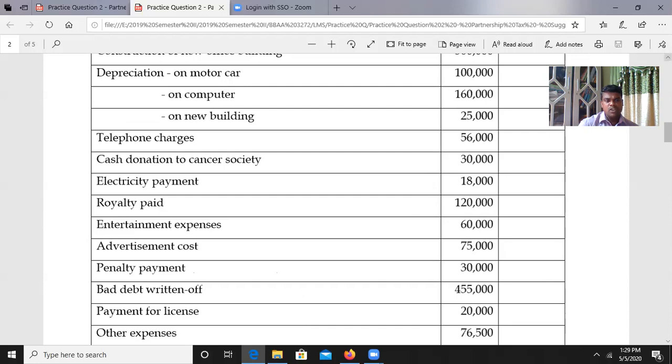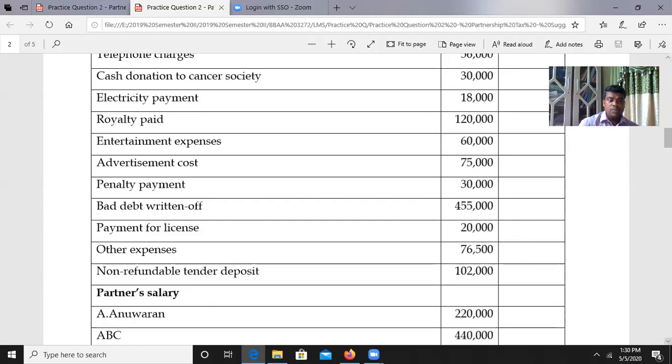Then advertisement cost, I already stated 100% allowed. Penalty cannot be allowed for the taxation, so that should be added with the accounting profit. Bad debt written off, I already said that staff loan written off cannot be allowed. Otherwise, other bad debts can be allowed. Other bad debts from the rate receivable can be allowed. So only 30,000 cannot be allowed because which is related with staff loan written off.